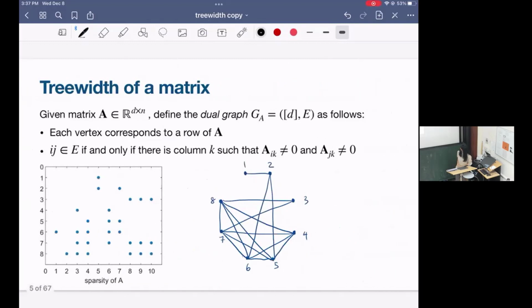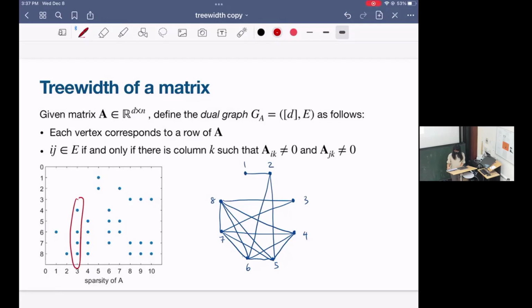As a quick example, we have this matrix A, and here we only care about the non-zero pattern of A, and we don't actually care about the values of all the entries. A here is 8 by 10, so we have 8 vertices, and basically what we do is we go through all the columns, and for every column, for example, for column 3, we have non-zero entries in rows 4, 6, 7, and 8, and actually this leads us to having a clique on the vertices 4, 6, 7, and 8.